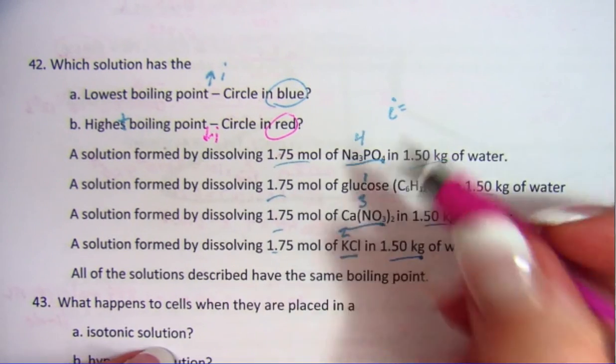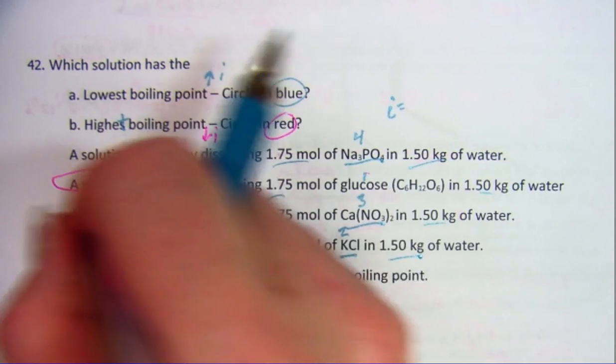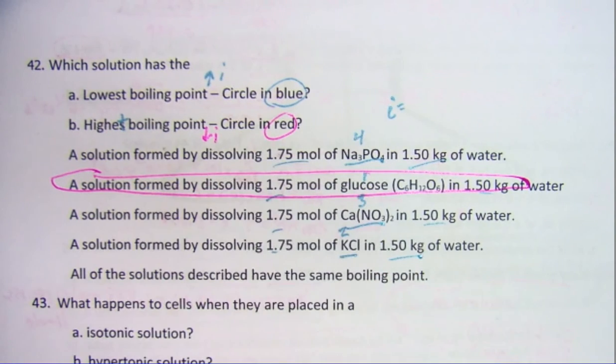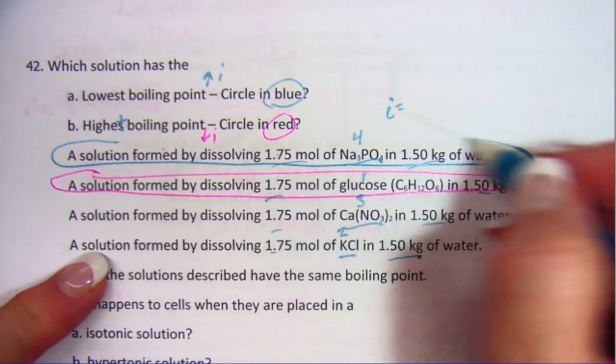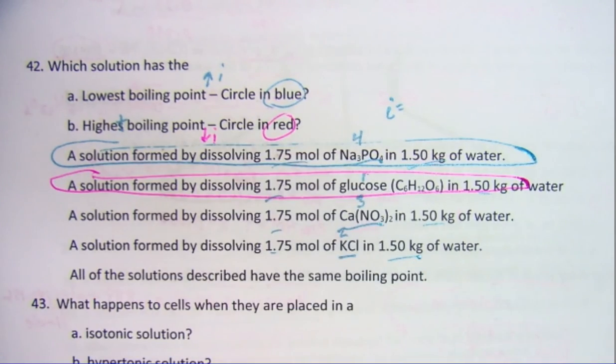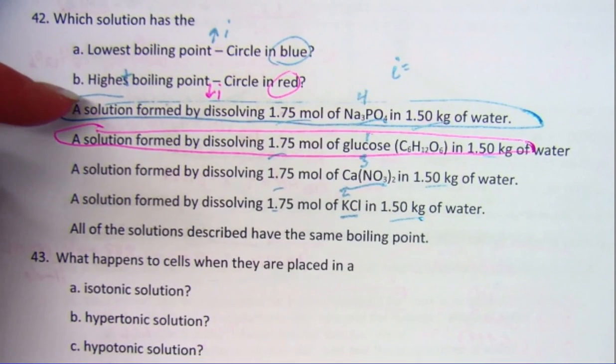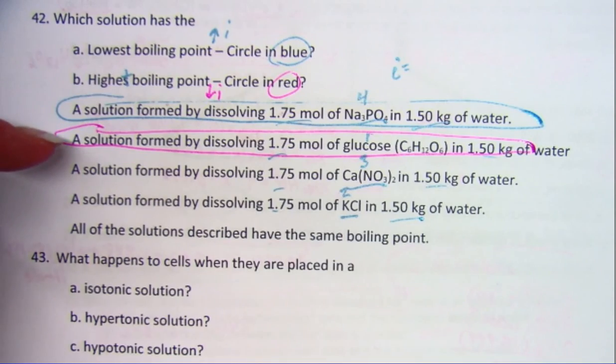The highest boiling point, and I forgot the T there again, sorry, has the lowest i. Okay, so this one right here would have the highest boiling point because it has the lowest i, and this one right here would have the lowest boiling point because it has more i. So the freezing point depression here would be greater than the freezing point depression here.